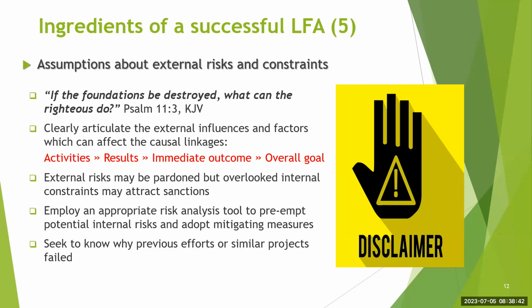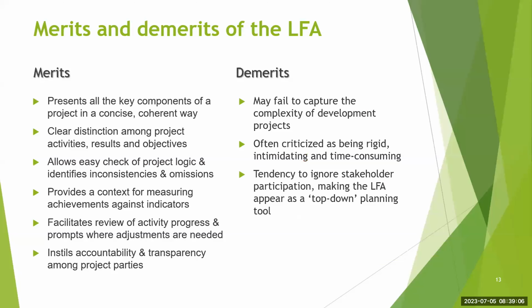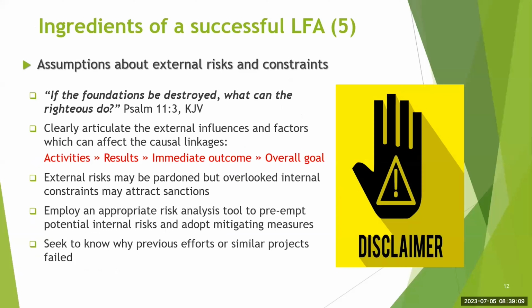External risks may be pardoned, of course, but if we overlook internal constraints, it may attract sanctions. And so we need to employ an appropriate risk analysis to preempt the potential internal risk and adopt mitigating measures when it comes to internal risk. One common sense approach is to seek to know why previous efforts or similar projects might have failed, so you could learn from that. So that is the number 4 ingredient, very important.